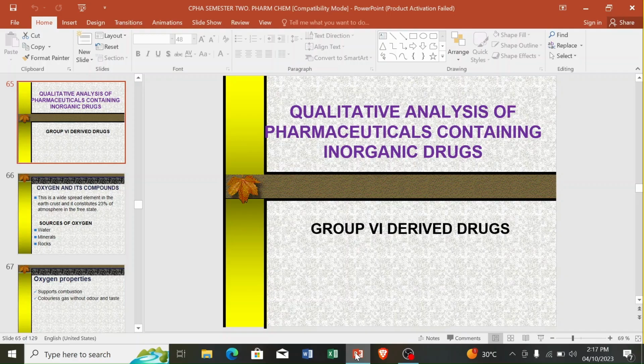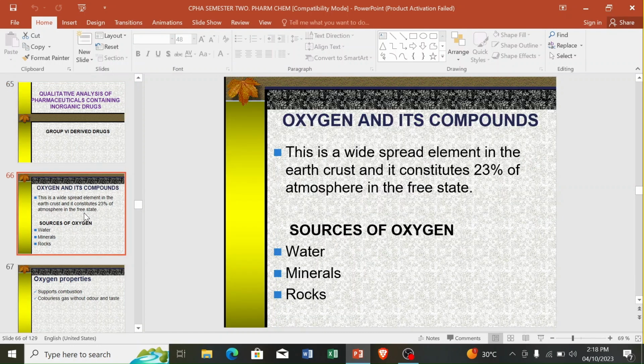Okay. Group 6 elements of the periodic table, or group 6 derived drugs. Since we have already looked at group 7, the next group we have to know is group 6. So group 6 has its elements, and majorly we are going to look at 2 elements since they are the ones that we are much interested in the field of medicine. We shall look at their elements, their compounds, how they can be prepared, how the different compounds can be made, and then what is their use in the field of medicine.